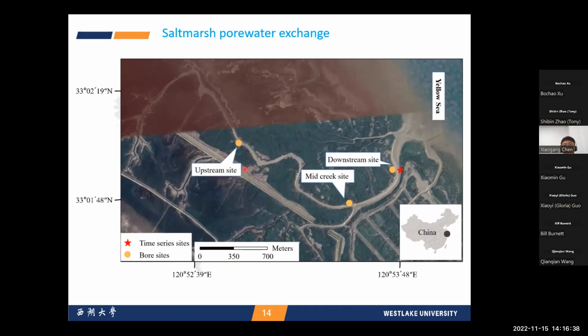For the salt marshes, our study site is the Dafeng Elk National Nature Reserve in Yancheng, a Chinese salt marsh creek here. At this study site, we also conducted time series. We considered the tidal pumping and the seasonal variation, and we conducted the time series at the creek mouth. We also collected Porewater samples at the downstream site, mid creek site, and upstream site. For each site, we collected Porewater samples at the low tide mark, mid tide mark, high tide mark, and above high tide mark. That means we installed 12 Porewater wells at this study site.